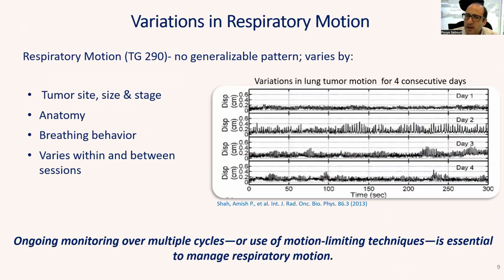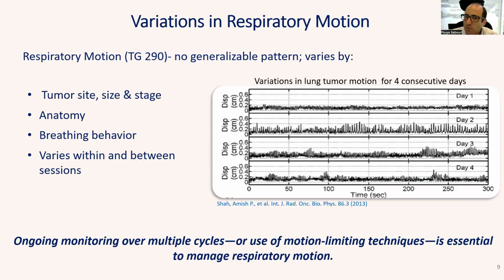Respiratory motion is highly patient-specific. This is noted in TG290, where they mentioned that there is no generalizable motion pattern, and several factors contribute to the variability of the respiratory motion. These factors include tumor size, stage, patient anatomy, and breathing behavior. And these variations can occur both between sessions and within a single session, which poses a major challenge for accurate dose delivery, especially in proton therapy.